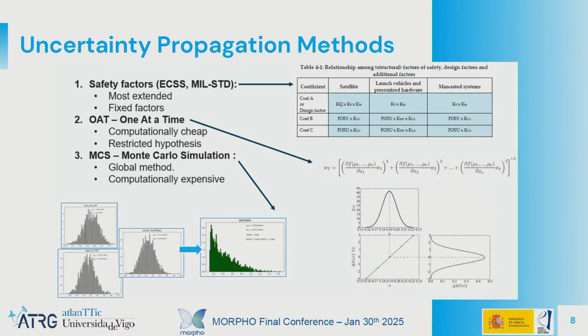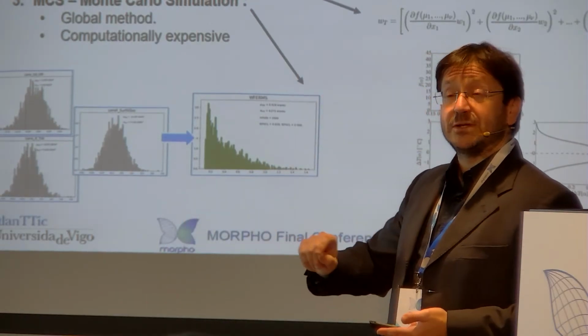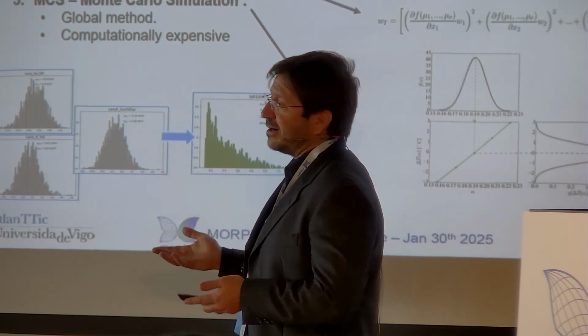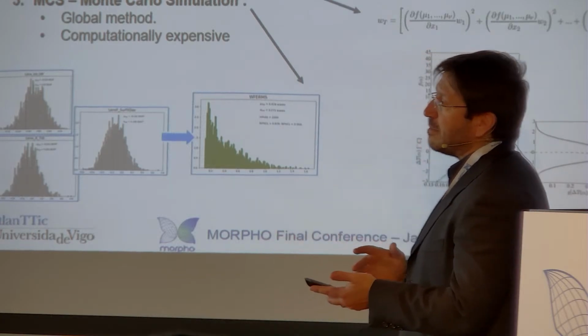OAT methods are fast, but they might miss quite some things because they only actuate one parameter at a time, while Monte Carlo simulations are not so fast, but they take into account much more things.